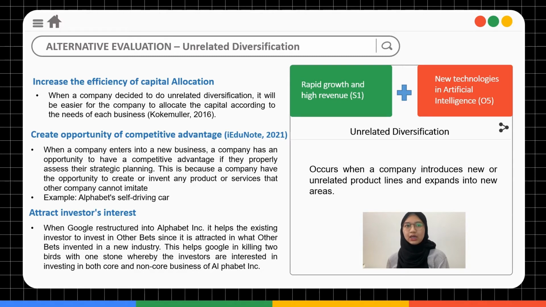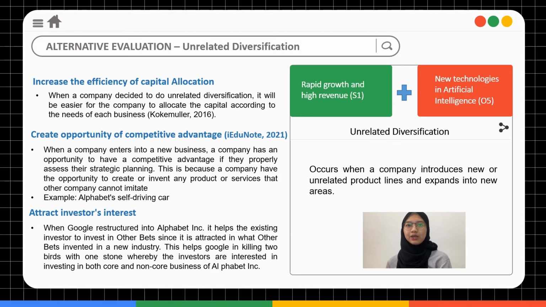We can see each company under Alphabet Inc. has different types of business and eventually it will be easier in allocating to where the resources needs, either by the core business or non-core business of Alphabet Inc. Unrelated diversification strategy also can create opportunity of competitive advantage. When a company enters into a new business, a company has an opportunity to have a competitive advantage if they properly assess their strategic planning.